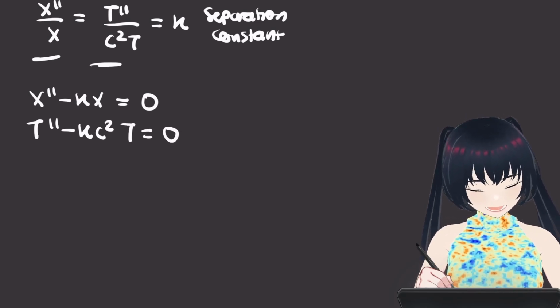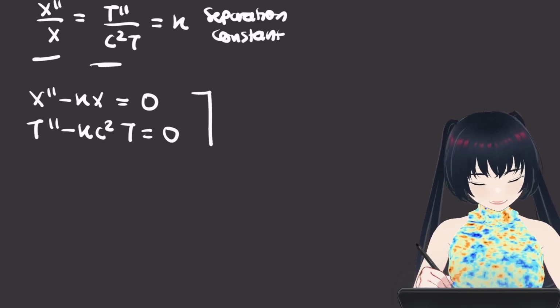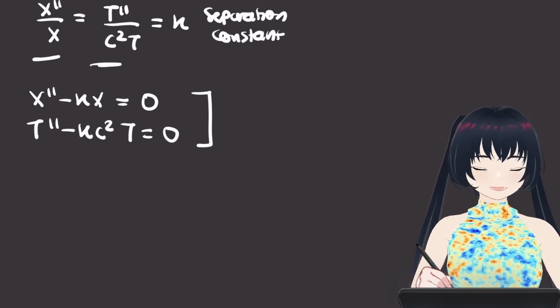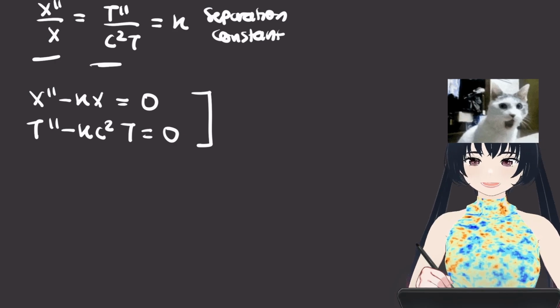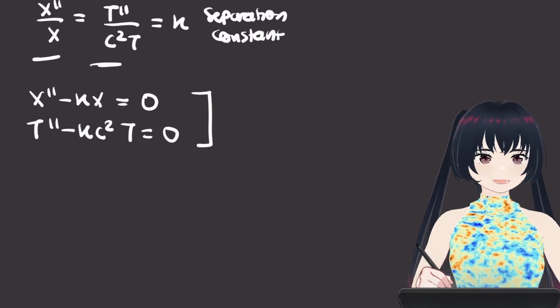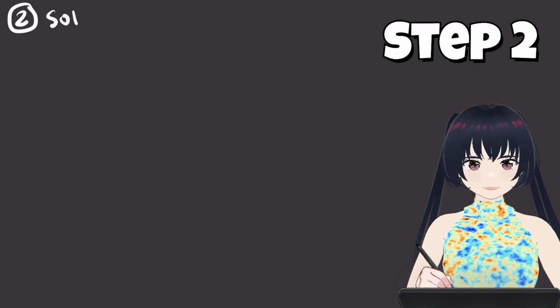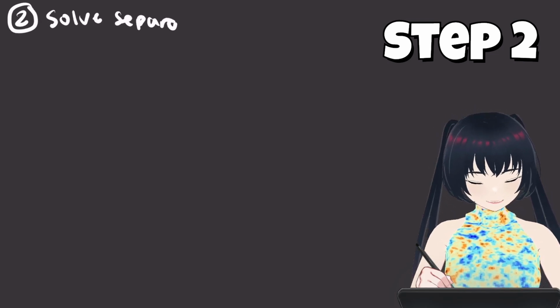So by separating the variables, we now have these two equations. And these might look really nice to you because they're basically ODEs. So we took a PDE and we separated it into two ODEs that is much easier to solve. Step 2 is to solve for these separated equations.